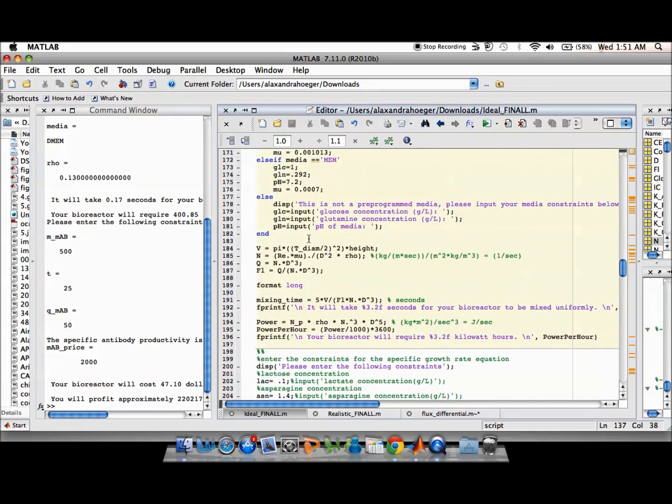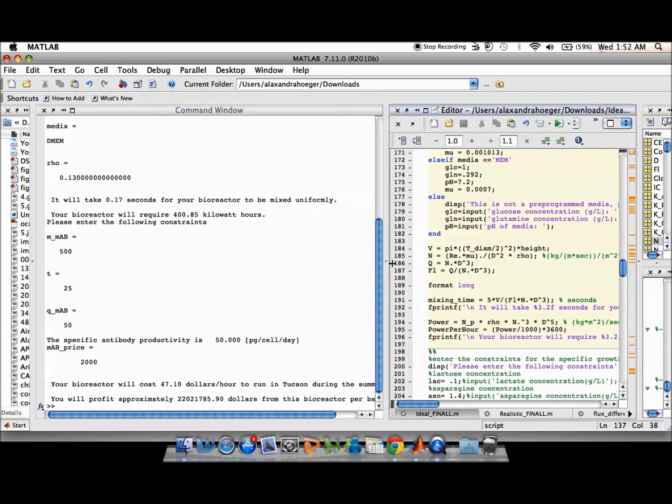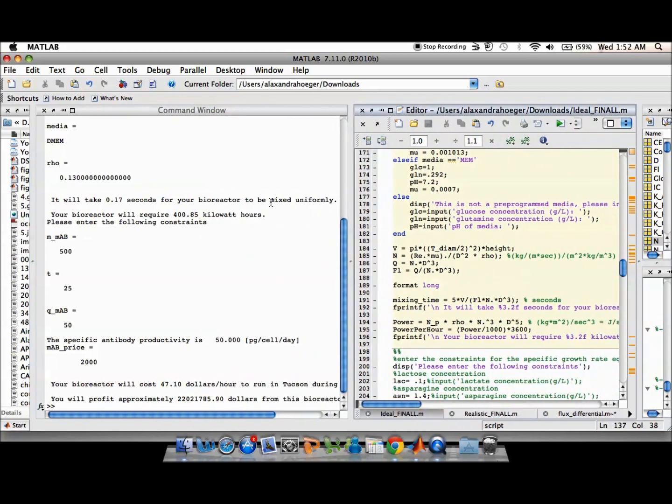And then with that information, it will pass it on to the last set of equations that I talked about in the PowerPoint. And then MATLAB will print the mixing time, as you can see here on the left-hand side. This was the time to mix uniformly. And then it will also print the power for the bioreactor. So in this case, the bioreactor will require 400.85 kilowatt hours of power.